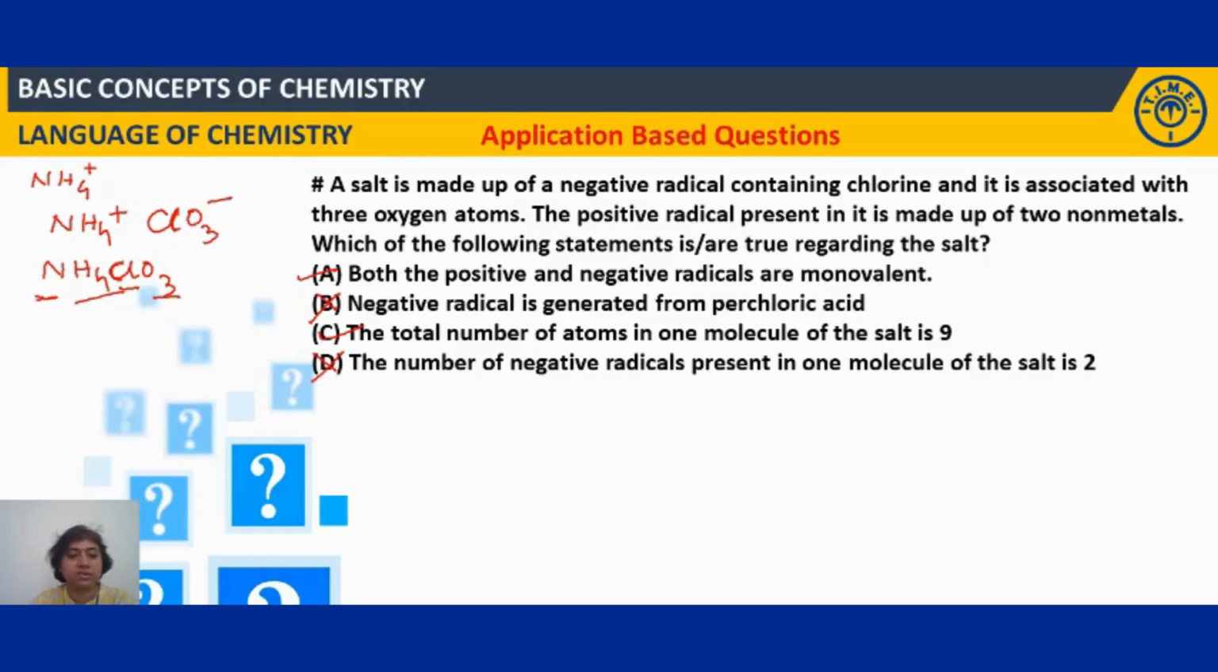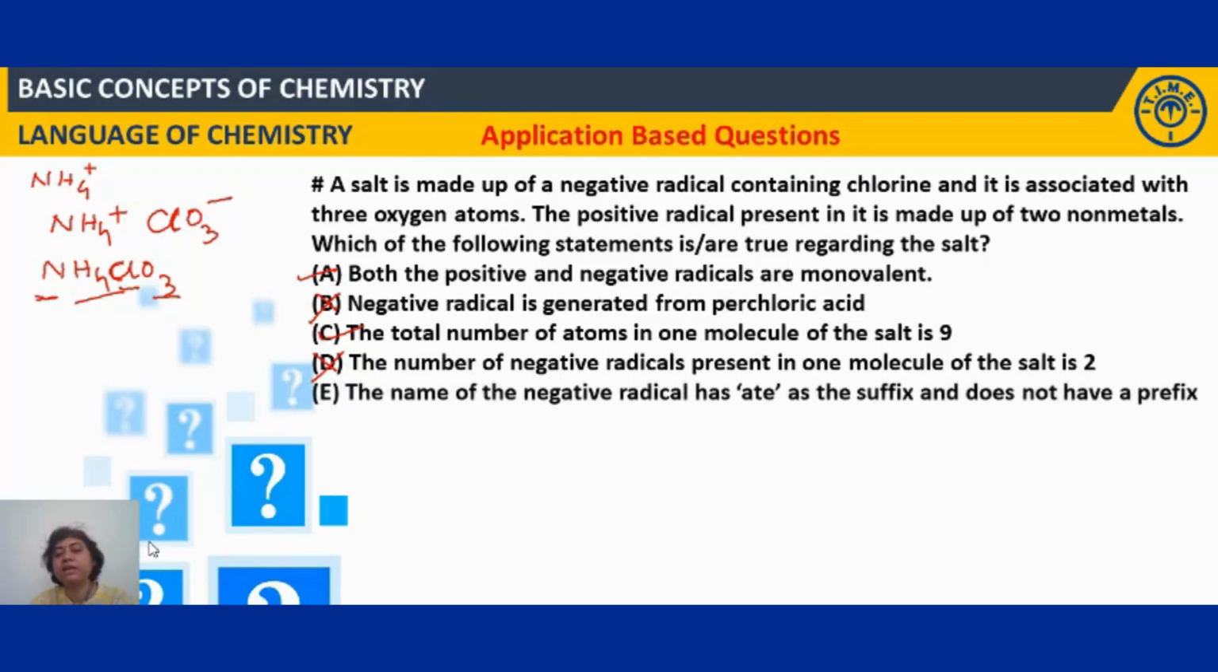Okay. Let us look at the next statement. The name of the negative radical has ATE as a suffix and does not have a prefix. What we have already discussed is chlorate, not perchlorate, it is chlorate. So it has the ate suffix but no prefix. Fine. So this statement is also correct. Let's check the solution and then move on to the next question. I hope you understood and enjoyed the problem also, right? Okay.